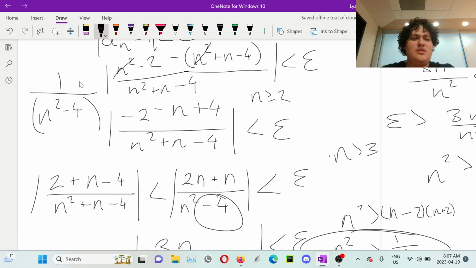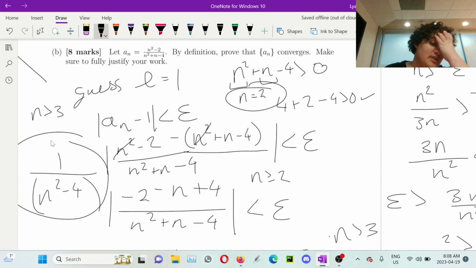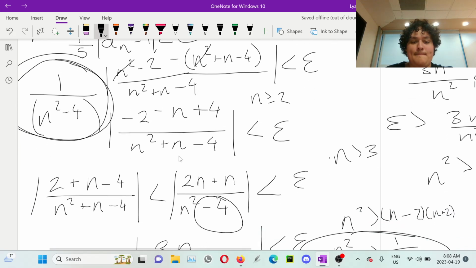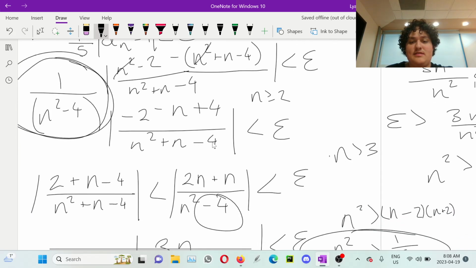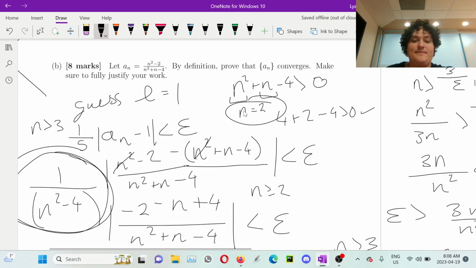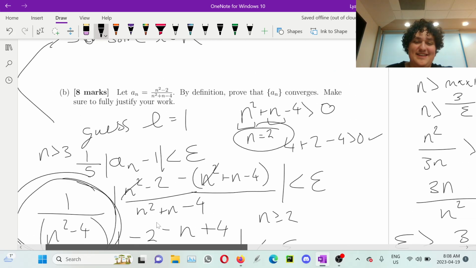Sure. So I know that we're choosing n to be bigger than 3. So this function will be decreasing. So I can just plug in 3 and get 1 over 5 and say that 1 over 5 should be an upper bound of this, right? So then I can just say that. Yeah, okay. Let's do the whole thing from the start. I'll do it really fast. Okay, I promise.